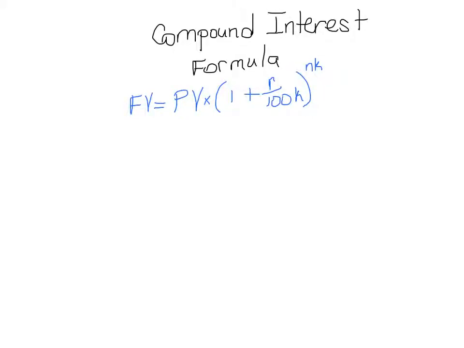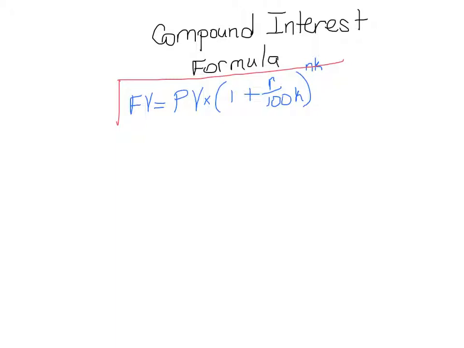So for the compound interest section of the syllabus, you need to know both how money can grow in a compound interest way, or how money can depreciate, how it can lose its value. For both of these things, we're going to use this formula that is provided for you on the formula sheet: FV equals PV times (1 plus R over 100K) raised to the NK power.